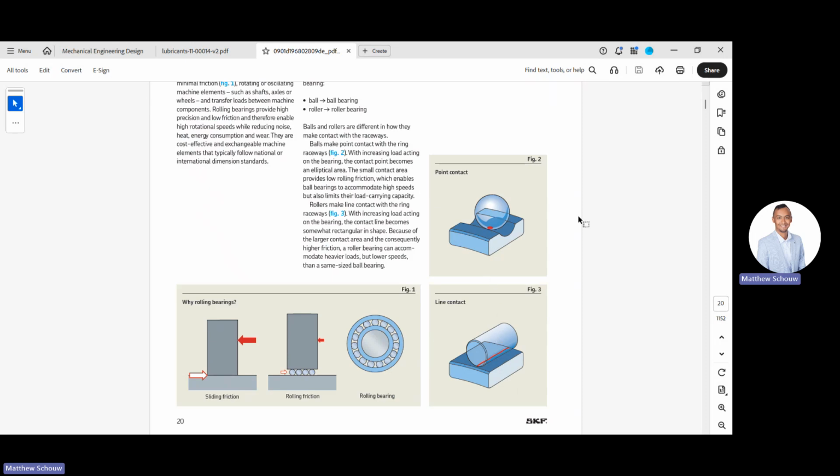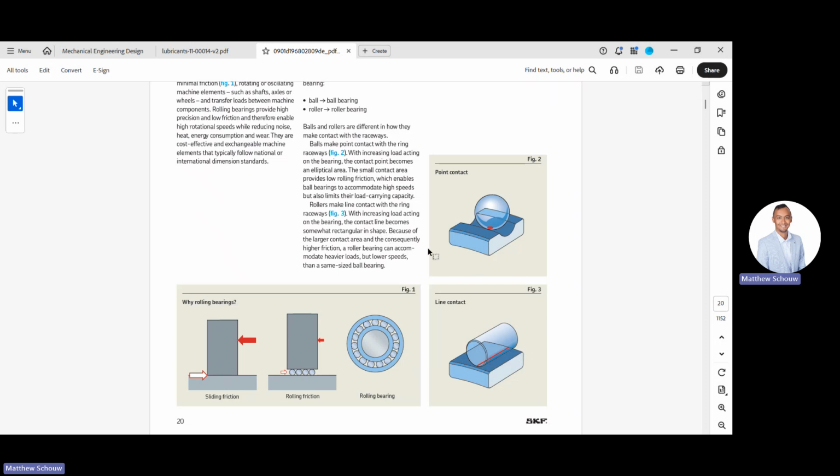They say over here, the balls make contact with the ring raceways. Figure 2, you can see over here. With increasing load acting on the bearing, the contact point becomes an elliptical area. The smaller contact area provides lower friction, right? Which enables ball bearings to accommodate high speeds but also limits their load carrying capacity. Very important. Whereas your rollers, on the other hand, with the increasing load acting on the bearing, the contact line becomes somewhat of a rectangular shape.